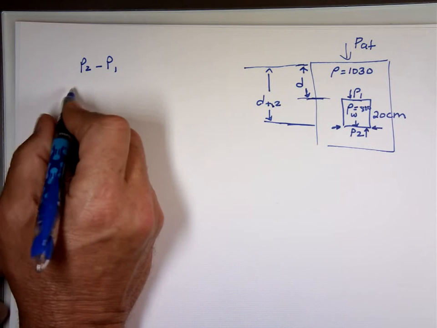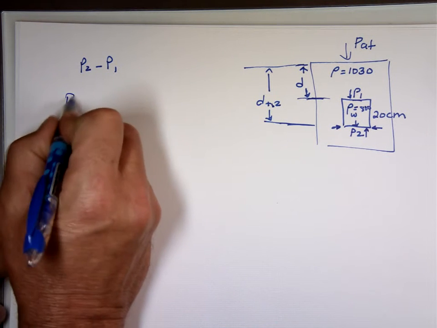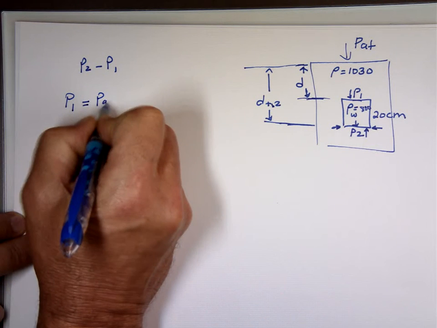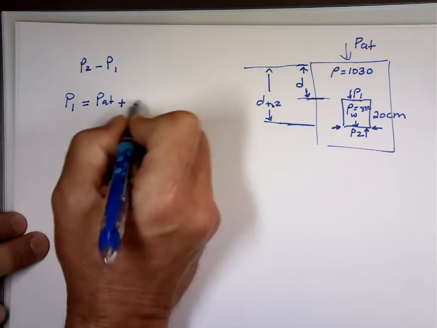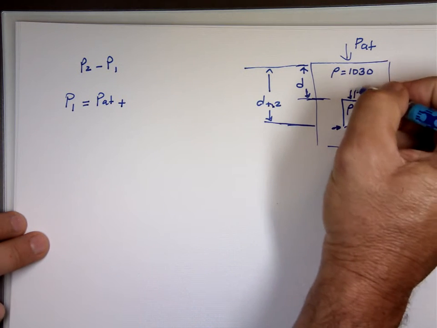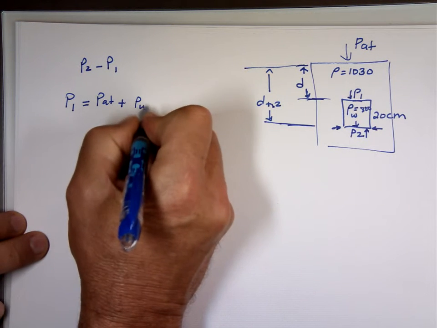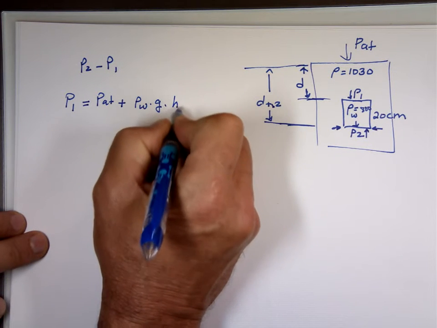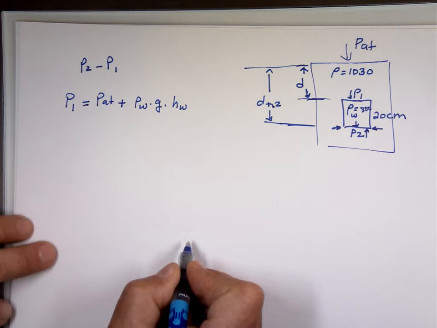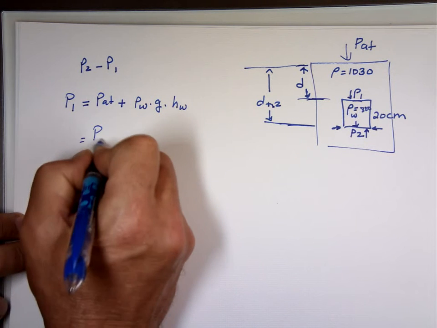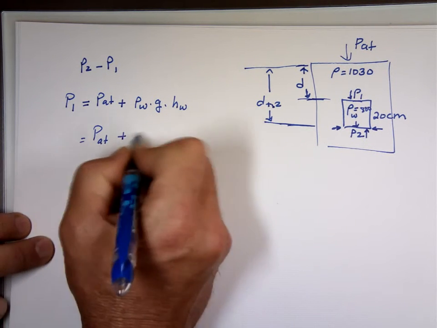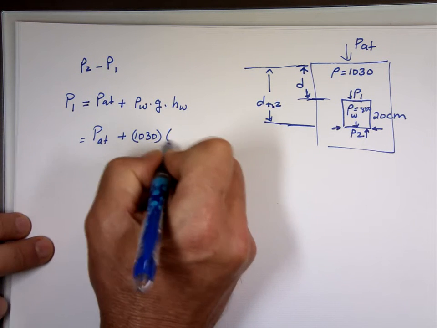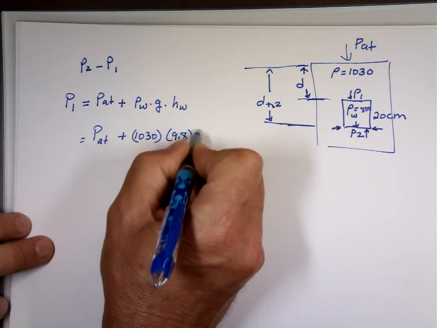So now, what is P1? Pressure 1, that's the top. It's P atmosphere plus the water pushing on it, which is rho of the water times gravity times the height of the water. P atmosphere, 1,030 times gravity 9.8 times the height, which is what? D.